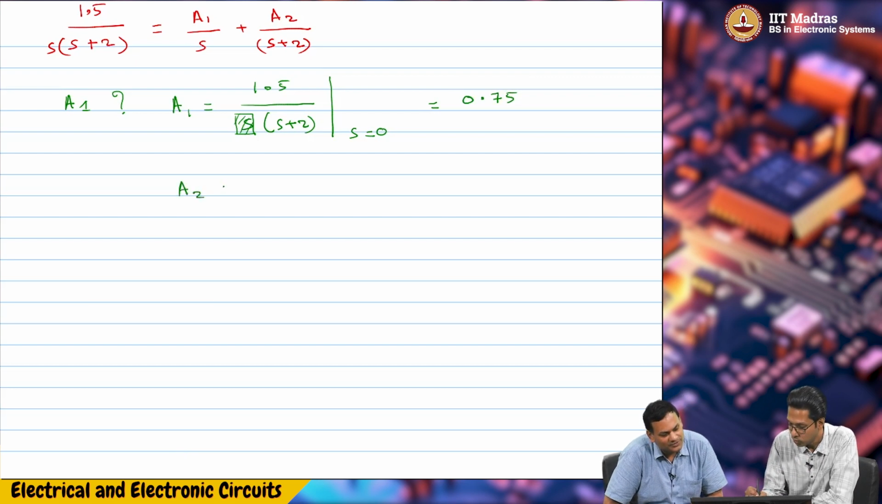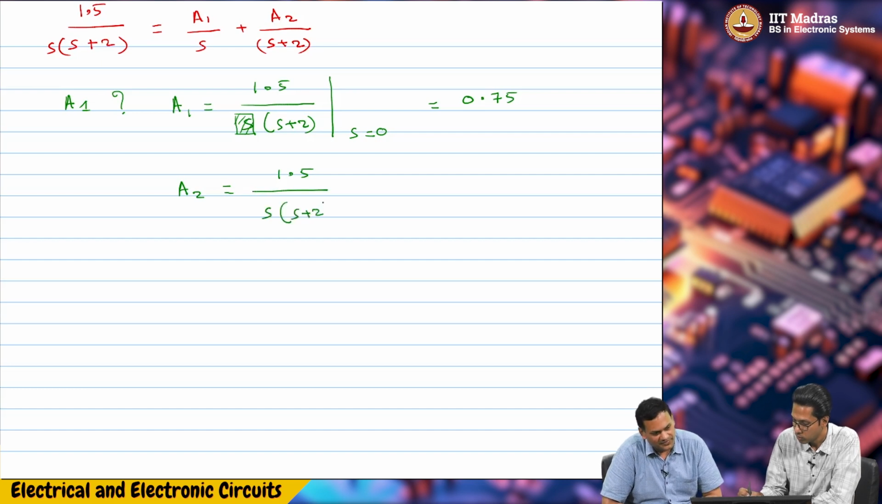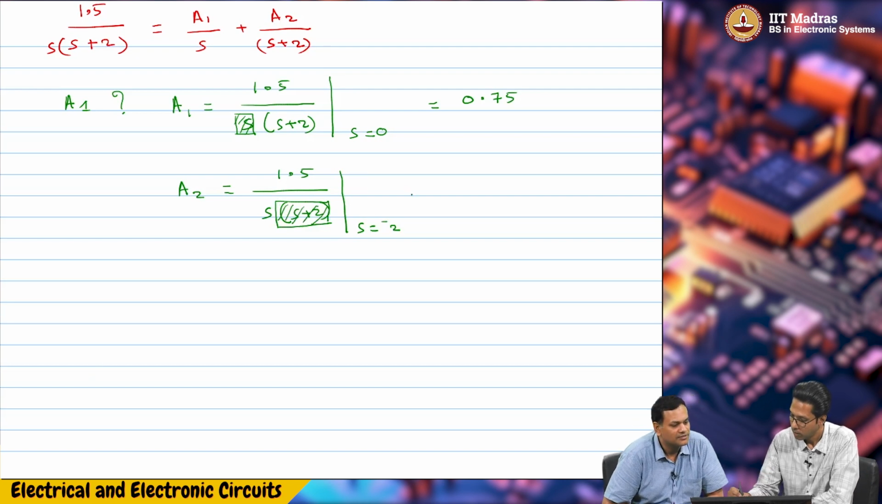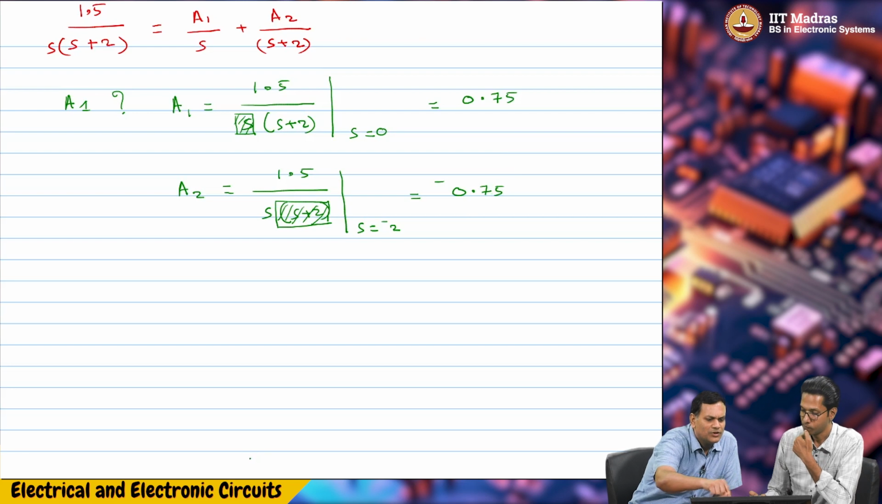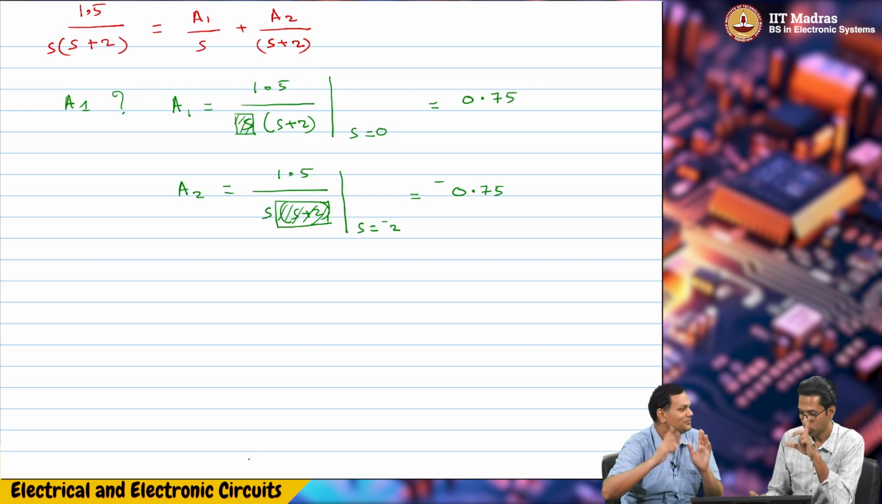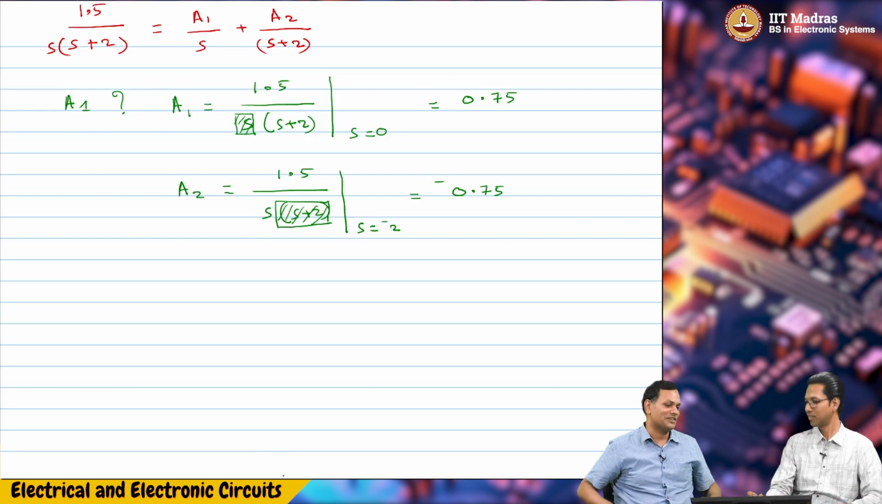Then a2 is again 1.5 by s into s plus 2, with s equal to minus 2, and then I have to hide s plus 2. So that is just minus 0.75. So if I plug in these values, it should satisfy. I can see that it seems to be. a1 is 0.75 into s plus 2, and this is giving minus 0.75 into s. When they get added, the s term will go. Numerator will only be 1.5, 0.75 plus 0.75. So it's working.